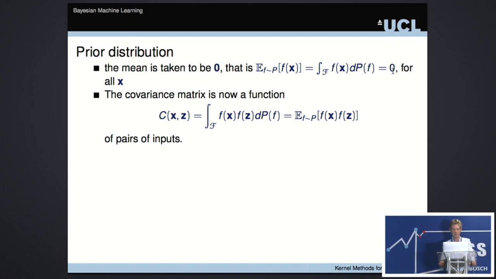So it's the expected value over the distribution of f of x times f of z for any pair of inputs. So this is the covariance function or matrix if you have a finite set. And this is given as the definition of the Gaussian process.